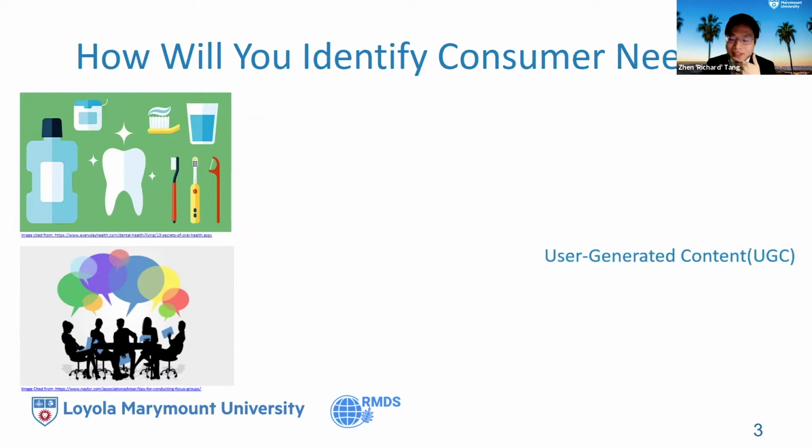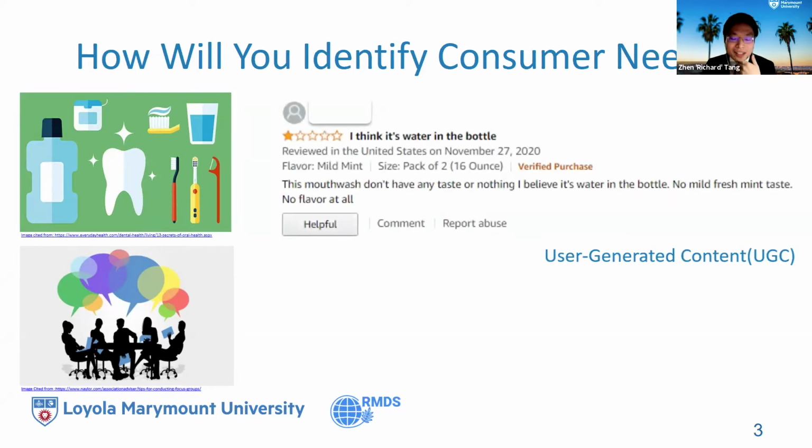And nowadays we have something called user-generated content. That is the content generated by the users. For instance, use the oral care product as an example. I just randomly found two from Amazon this weekend, as you can tell from the time here. It's pretty recent. And I covered the consumers' aliases for privacy. This consumer said that I'm not satisfied because I cannot tell any flavors in that mouthwash.